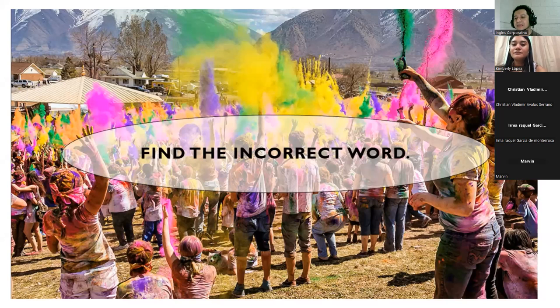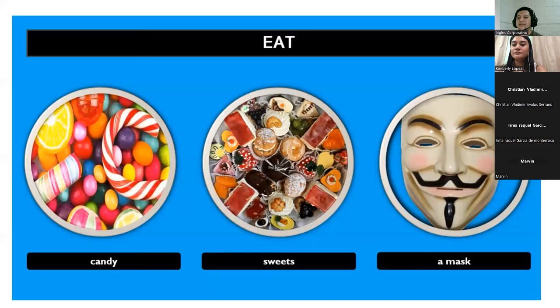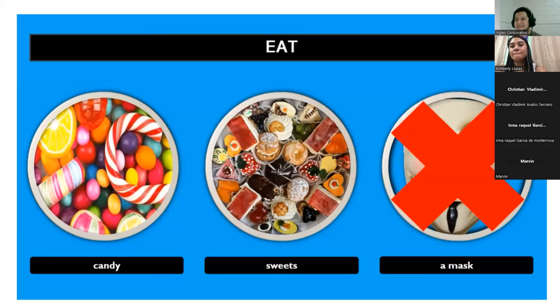I'm going to show you some vocabulary, and you will have to tell me which one is the incorrect word. Okay, eat. What things can we eat? Or what things we cannot eat? That would be the opposite, right? Candy, sweets, a mask. Let's see. A mask, exactly, right? So this is vocabulary that we are going to use for holidays, for celebrations.